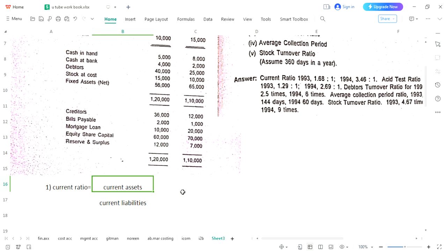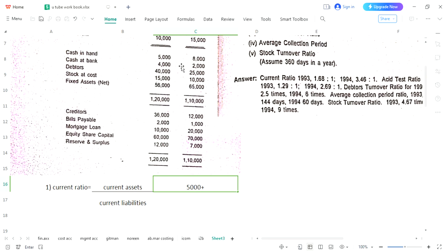Next is to see how many current assets are present in our question. Look at here. We have cash in hand. Yes, it's a current asset, 5,000. Then we have cash at bank, 4,000. Yes, it is current asset. Then we have debtors. Yes, it's also a current asset. Then finally we have stock of 15,000. It is also current asset. And next is fixed asset. So it is clearly mentioned that fixed assets are being separated from current assets. There were four current assets: 5, 4, 40, 15.